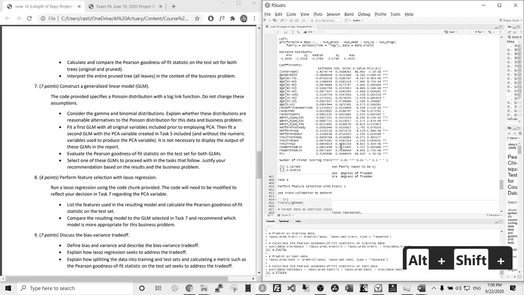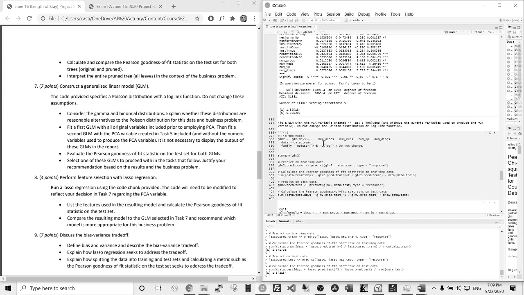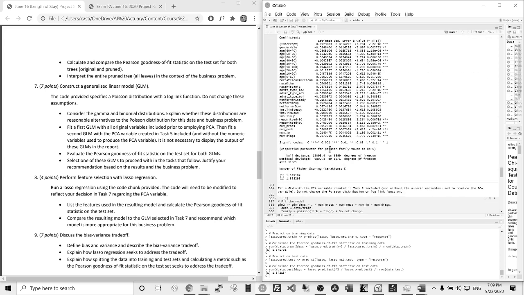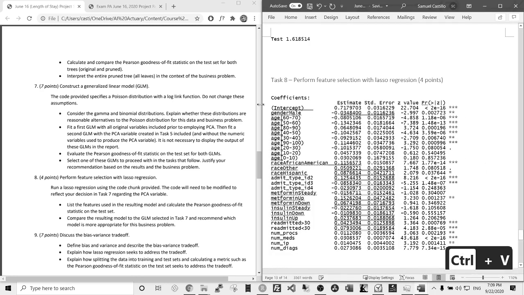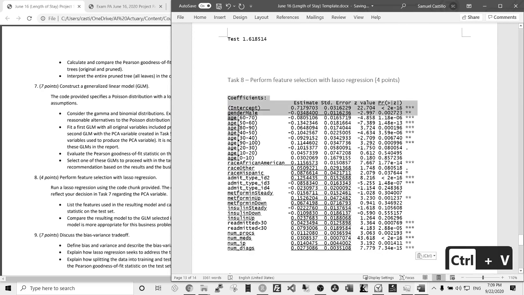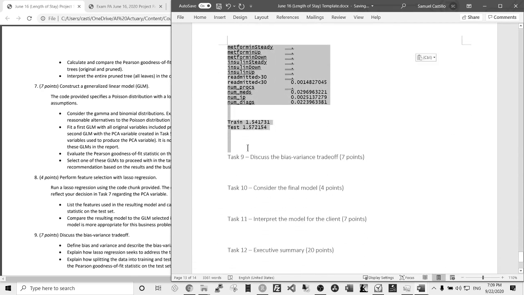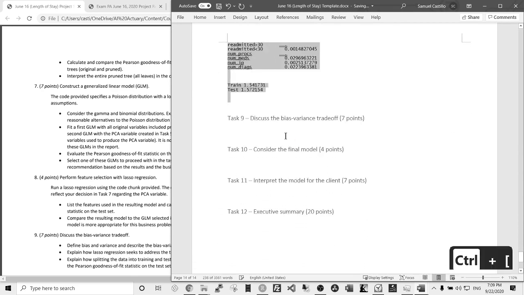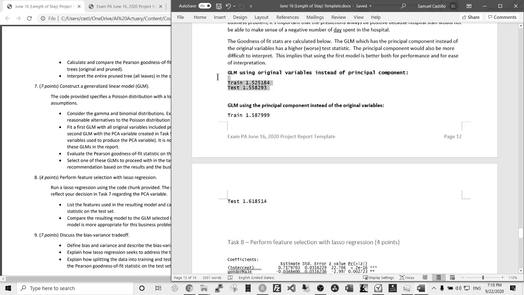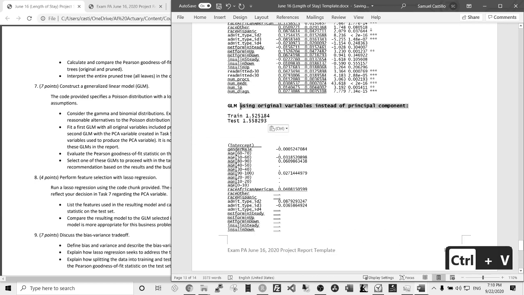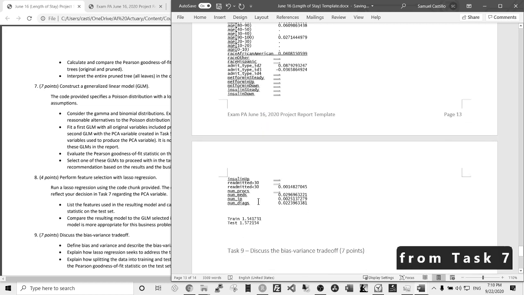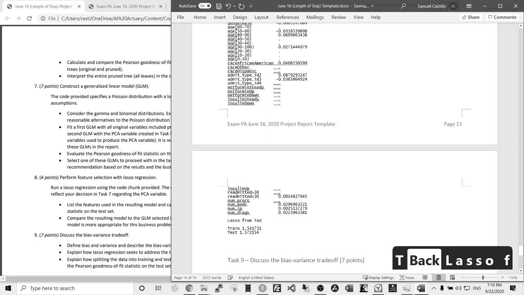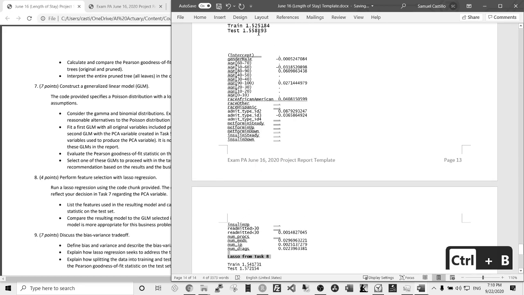So we'll need the results here. And recall that we want to use the GLM that has the original variables. We don't want to use the one that has the principal component. That's here. And just to make this a little bit easier to read, I'm going to make this font smaller. I just use Control left bracket. So remember, this is the one with the original variables here. This is the GLM from Task 7. And then this is the lasso from Task 8. So this is 1.55 and the lasso is 1.57, which is worse.